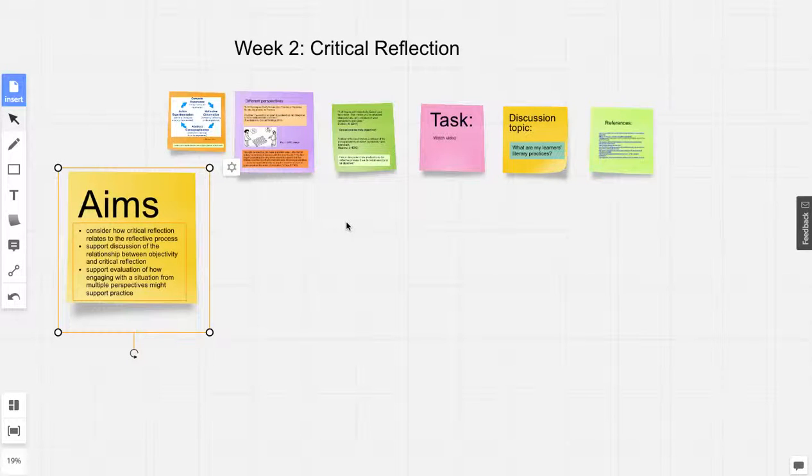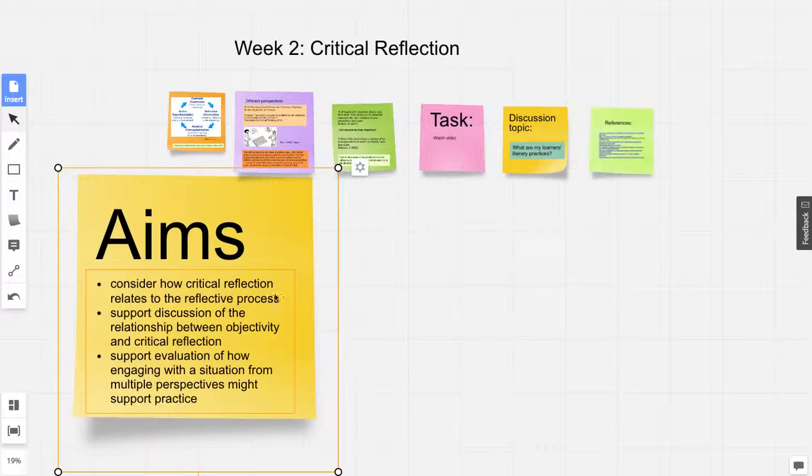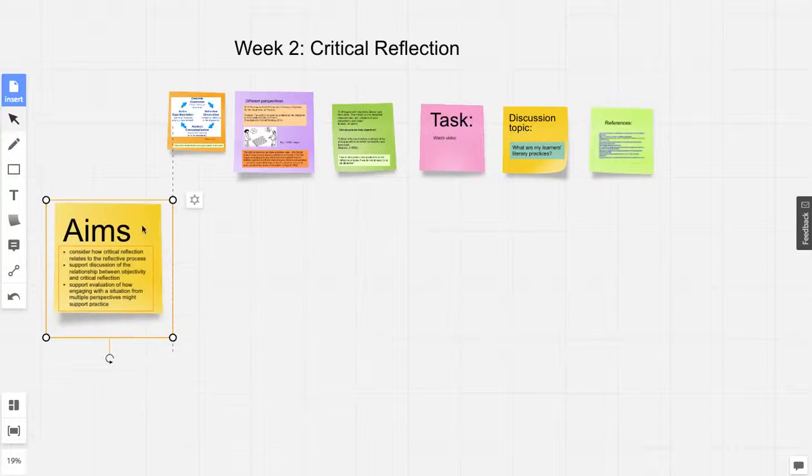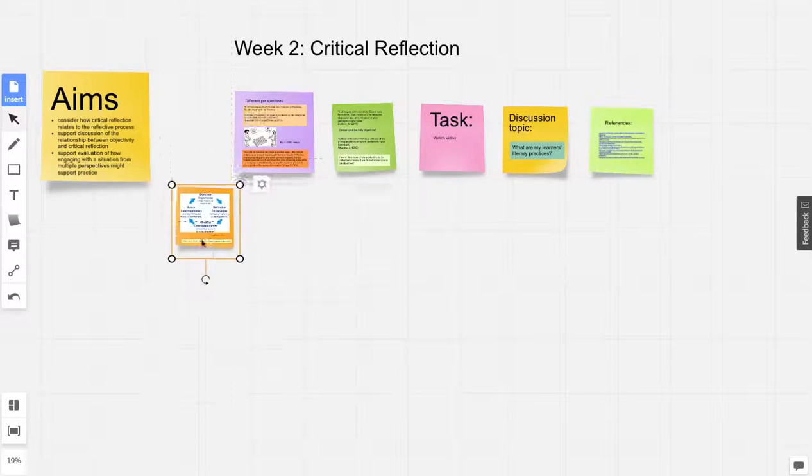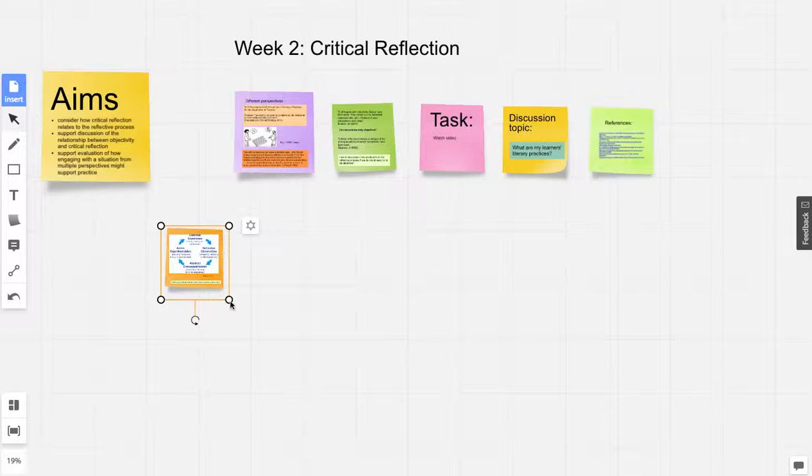Programme. And this week we're going to be looking at ideas surrounding critical reflection. So I'd like us to consider how critical reflection relates to the overall reflective context and process. I'm hoping we can support some discussions of the relationship between objectivity and critical reflection. And I'd like to think we could support your own evaluation of how engaging with a situation from multiple perspectives might support your practice. In doing that, we're building on some ideas we considered first the week before last, in fact, when we looked at week 1, critical practice.